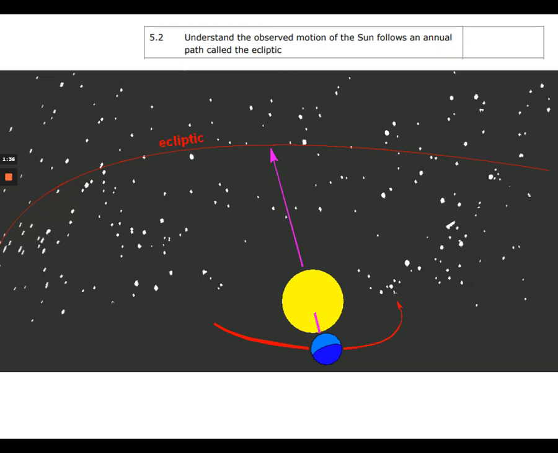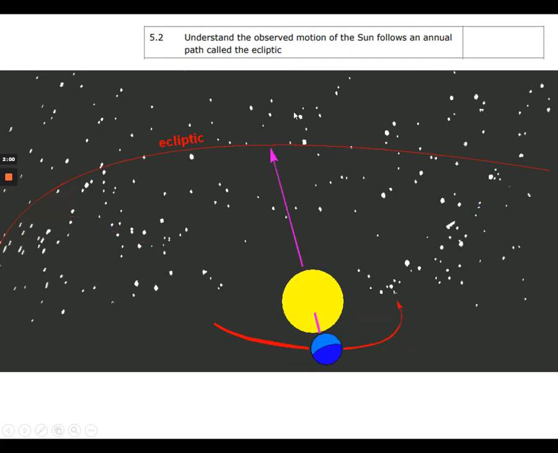5.2, understand the observed motion of the sun follows an annual path called the ecliptic. So if we are to look at the sun, then behind the sun, the patch of sky that would be in its background would be on this plane we call the ecliptic plane. Okay, so there's certain patches of the sky that the sun would appear to go through.